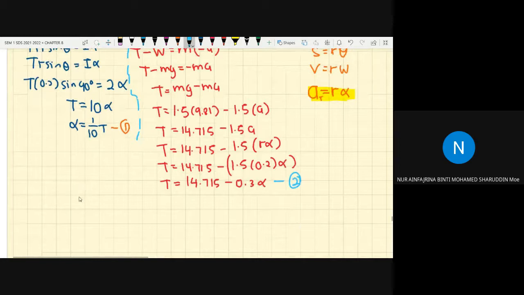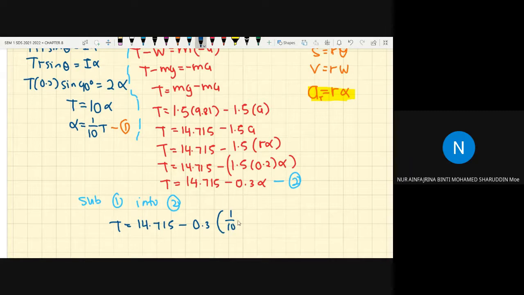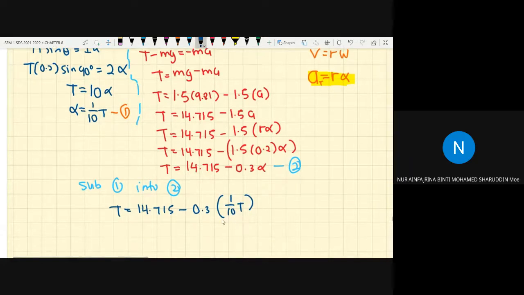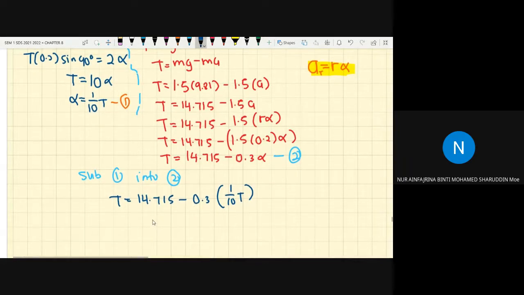So what I'm going to do now, Miss akan substitute 1 into 2. Substitute alpha dekat dalam equation nombor 2 ni. So T equals to 14.715 minus 0.3, alpha Miss akan ganti dengan 1 over I times T. So Miss akan dapat susun equation and everything, I think I will get 14.29 Newton. Okay, now sekarang bila Miss dah dapat tension, then only Miss boleh cari torque.